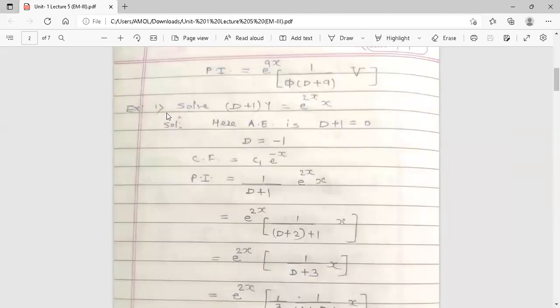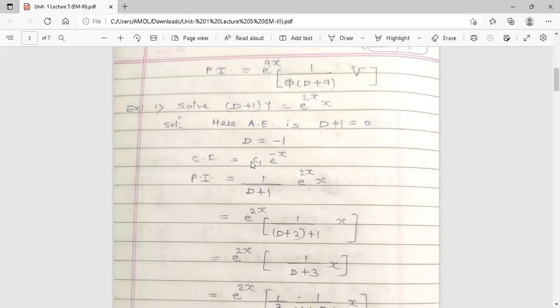Example: solve D plus 1 into y is equal to e raised to 2x into x. Here it is the reduced form of LDE, phi of D into y is equal to f of x. Now phi of D is equal to D plus 1; equate it to 0. So the auxiliary equation is D plus 1 is equal to 0, which means D is equal to minus 1. So your complementary function is c1 e raised to minus x, because there is only one root, and it is minus 1, a real number.